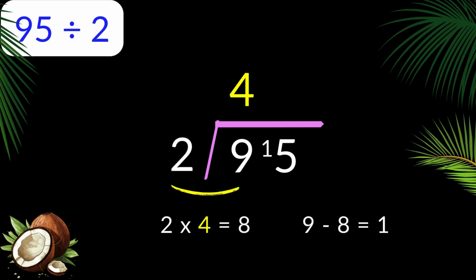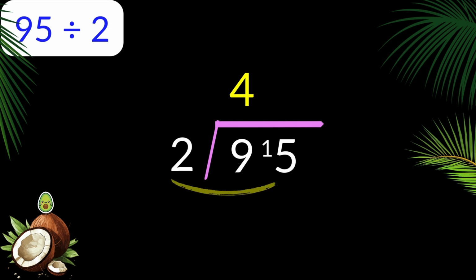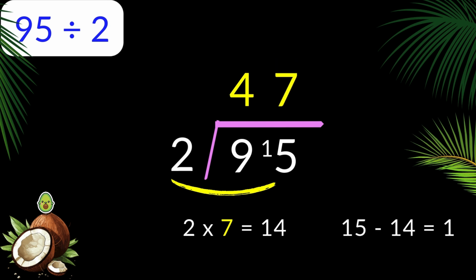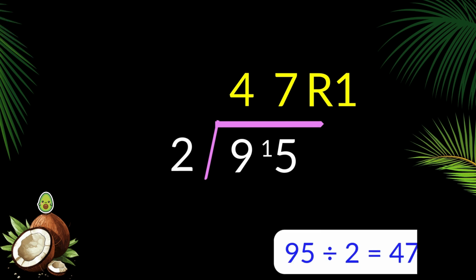5, making 15. Now with 15, we ask, how many times does 2 fit into 15? 7 times. Because 2 times 7 equals 14. Write 7 on the roof, above the 5. 15 minus 14 equals 1. Oh, there's 1 left over again. Since there are no more numbers left, we write our 1, which means 1 is left over. So, 95 divided by 2 equals 47, remainder 1.